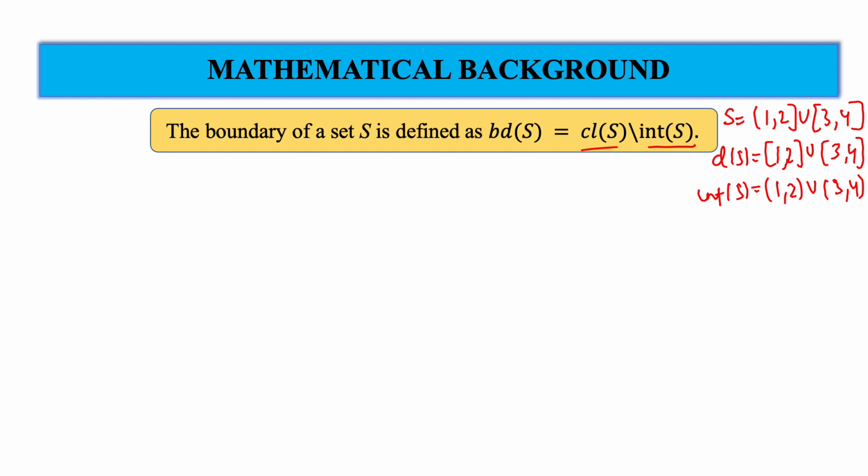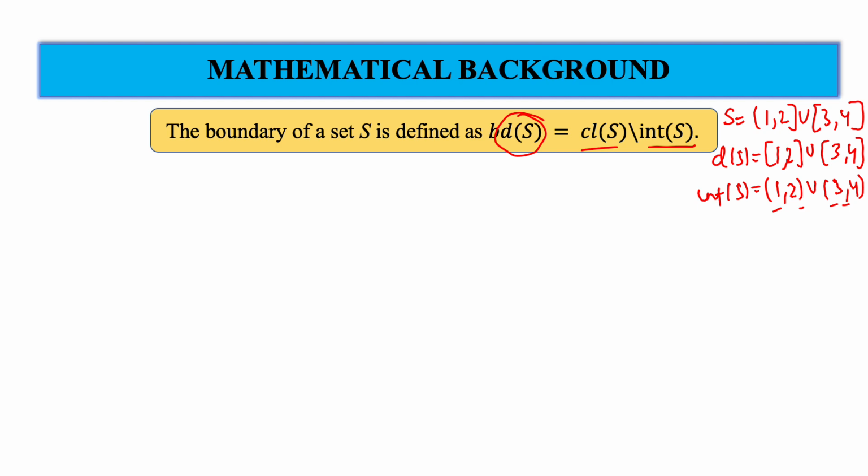So closure of S minus interior of S will consist of 4 points: 1, 2, 3, 4. So these will form the boundary of set S.